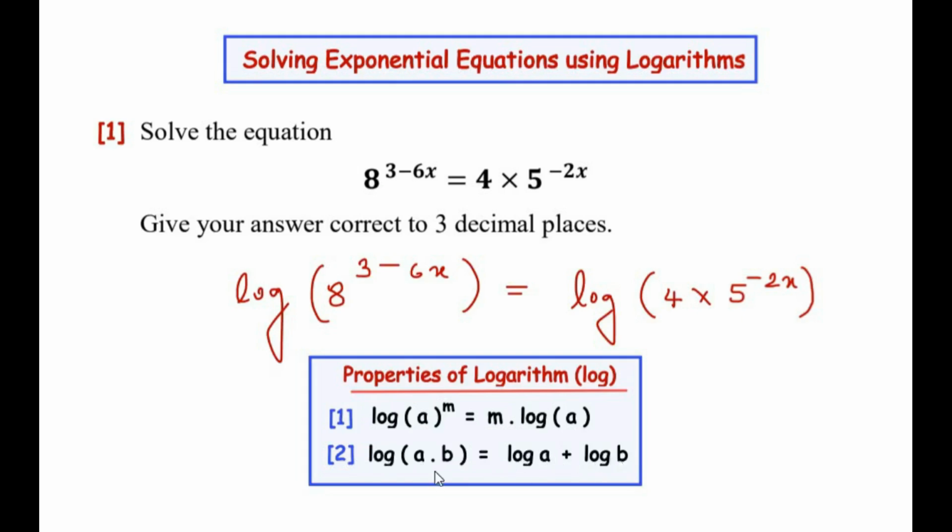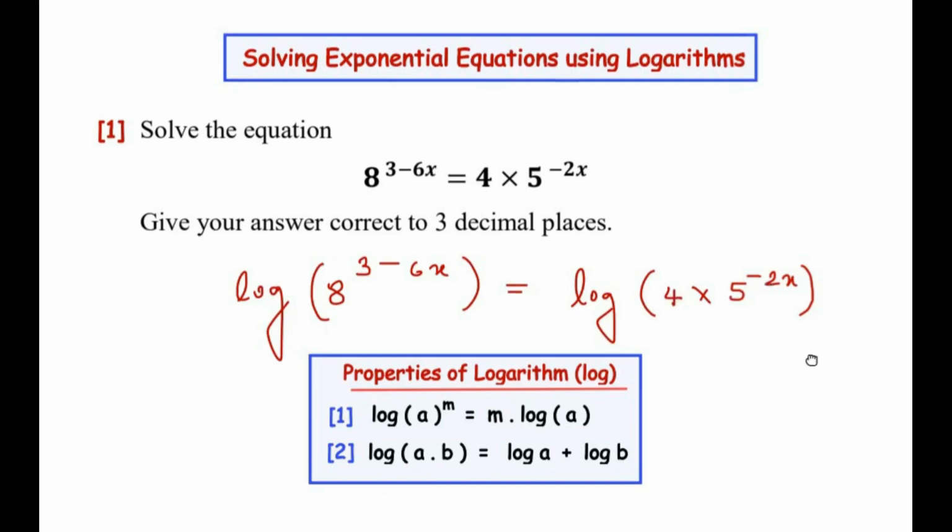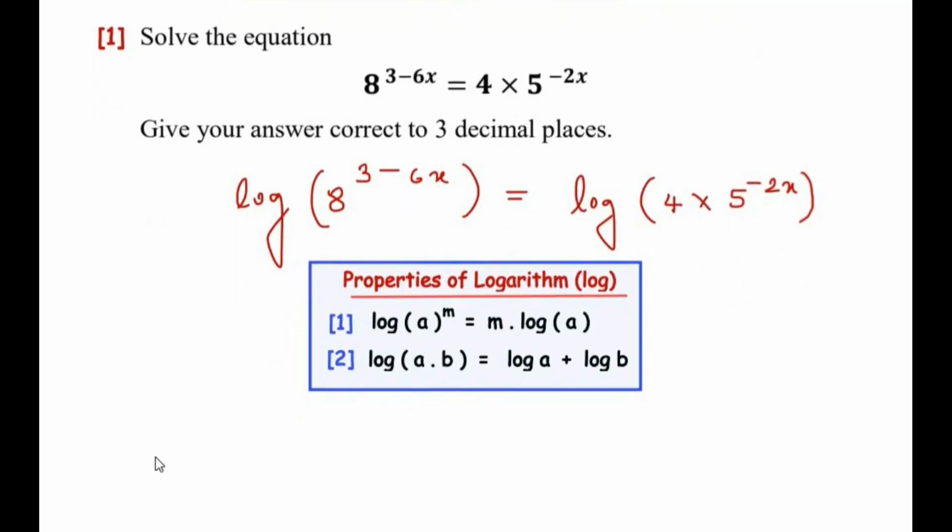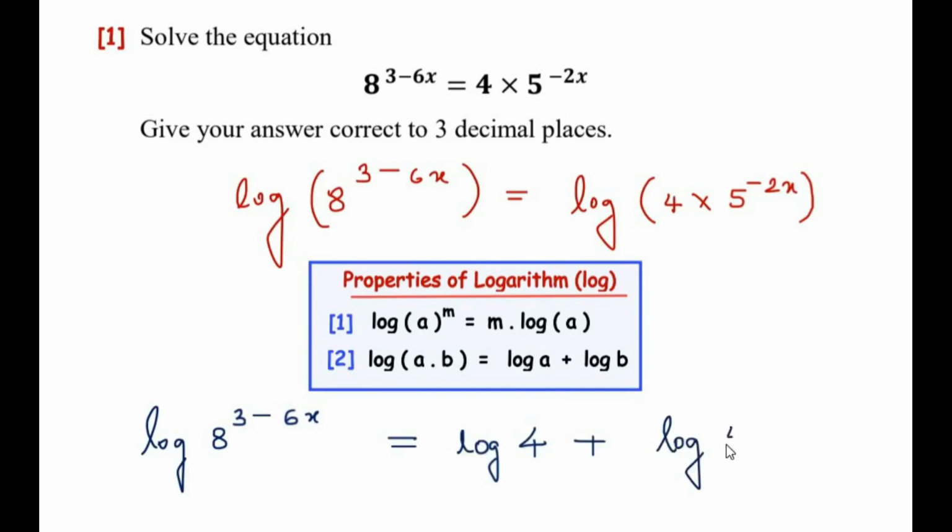So let us begin by using the second property here, which we are going to apply on the right hand side. As we can see, there are two terms which are multiplied with each other, that is 4 and 5 to the power of minus 2x. So here we are going to write, the left hand side remains the same, that is we have log of 8 to the power of 3 minus 6x is equal to, now here we are going to split this as log of 4 plus log of 5 to the power of minus 2x.